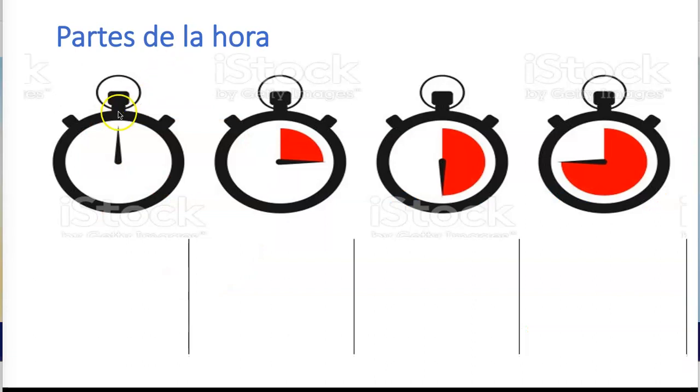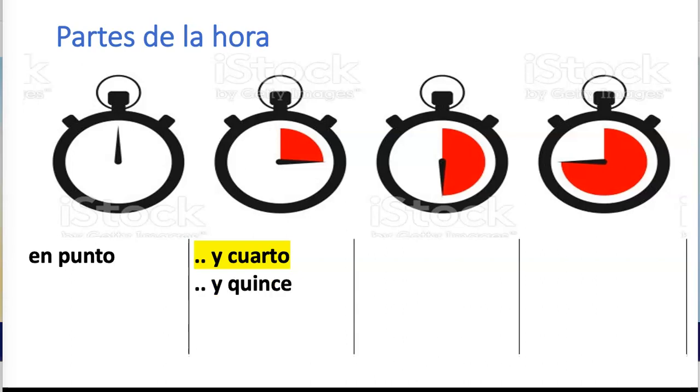Now it's your time to practice. The first one, what is that going to mean? What part of the hour is that? En punto. Now the next clock with the red in it, y cuarto, and a quarter. That's the preferred, the more correct way of telling time. What could we also use? Y quince. I'm going to leave that there because remember, even if you're not perfect, if you're telling time and you say y quince, and 15, you'll still be understood.